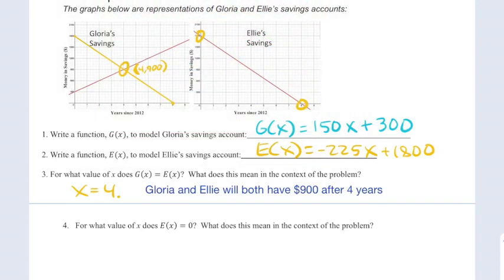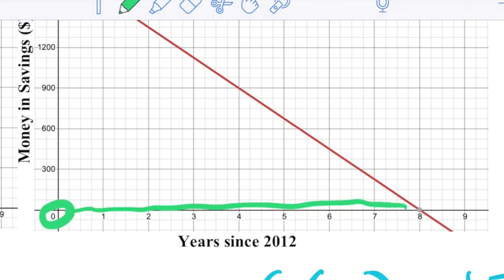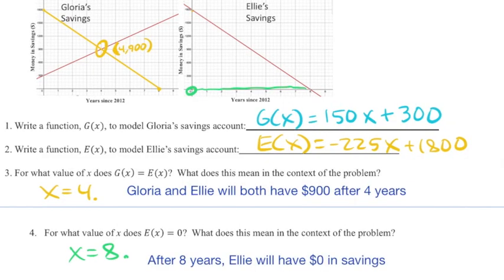Next, we're asked, for what value of x does e of x equal 0? Remember, that's Ellie's function. Again, there's 2 ways to do this problem. One way is to plug in 0 for e of x and solve for x. Another way is to rely on the graph. e of x equals 0 means the output is 0. So which x value has a y value of 0? Well, if I scroll over here, it looks like 8. When 8 goes in, 0 goes out. This means that after 8 years, Ellie will have no more money left in her savings.